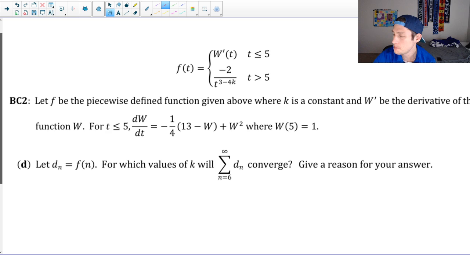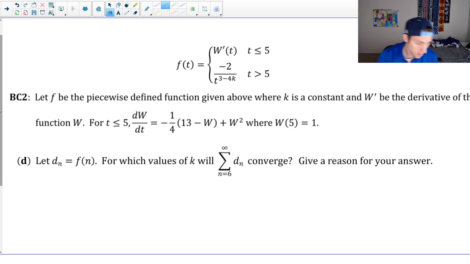Part D. So you can see I've got some series stuff going on now. Seems fun. Let dn equal f of n. For which values of k will the series from 6 to infinity of dn converge? Give a reason for your answer. Okay, interesting.